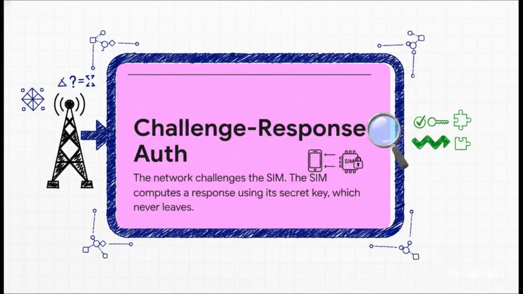So, the main mechanism here is called challenge response. It's actually pretty clever. The network sends your phone a random one-time challenge. You can think of it like a super complex, unique math problem. Your SIM card, using that secret key we talked about earlier, calculates the one and only correct answer and sends it back. And here's the genius part, the thing that makes it so secure. The secret key itself is never sent over the air. It never ever leaves your SIM card. It's only used to prove you have it.